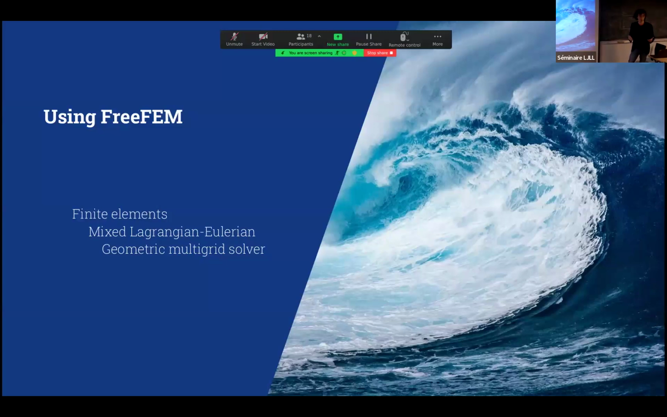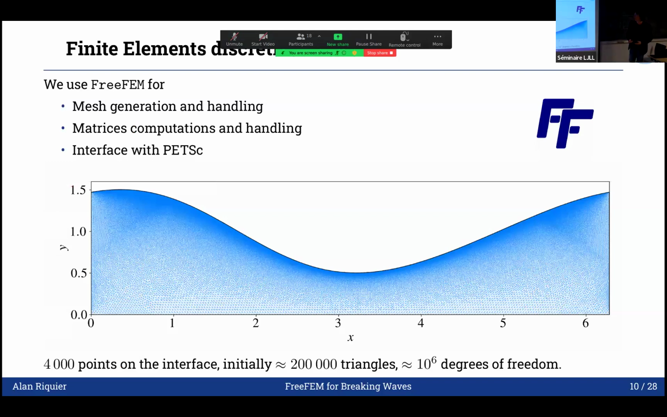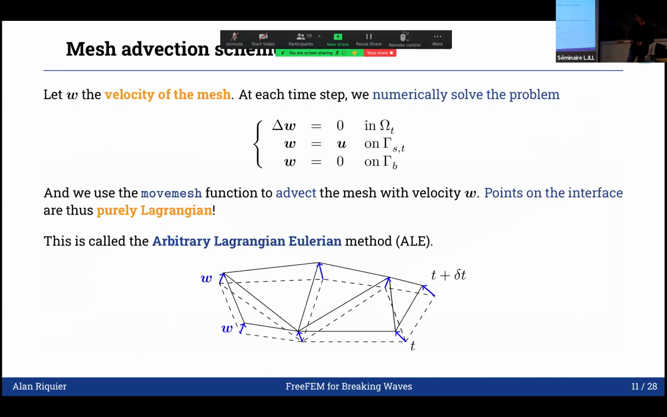So now about using FreeFem to solve this problem, the idea will be to mesh only the water. I will neglect the air whatsoever, using a lot of triangles. I will come back to that later. So mostly I use 4,000 points on the interface, which leads to about 200,000 points, 200,000 triangles. And for the Navier Stokes problem, this leads to roughly 1 million unknowns, 1 million degrees of freedom. We will see that this number increases with the simulation.